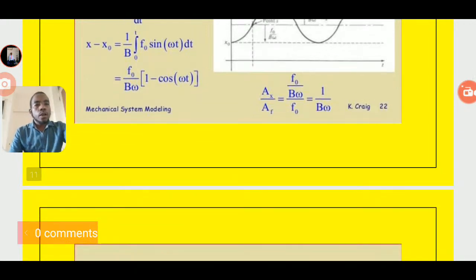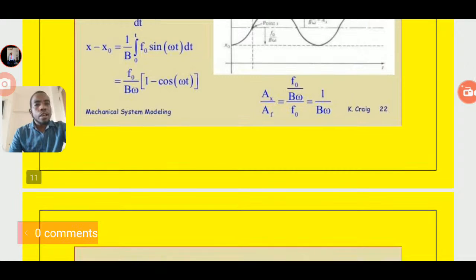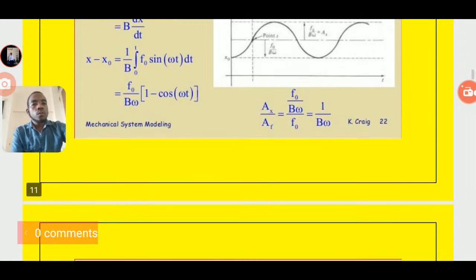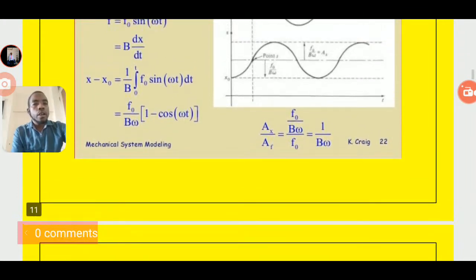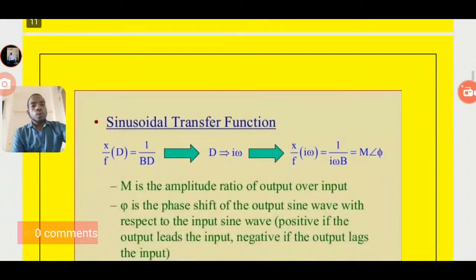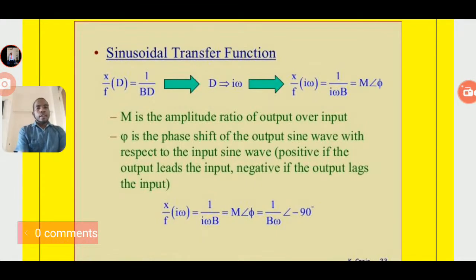So here we can say that x by f is equal to f naught by b omega over f naught. We can cancel f naught by f naught. The only thing left is 1 by b omega. Okay, so now we are going to see the sinusoidal transfer function.